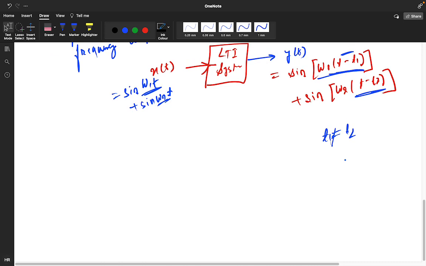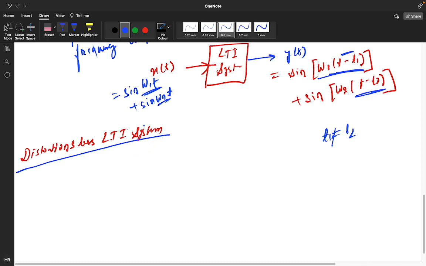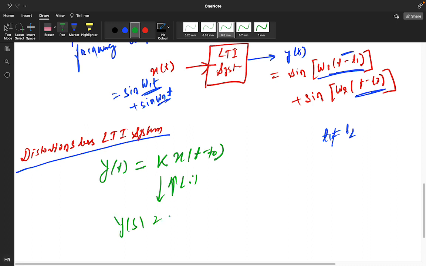What is the meaning of a distortionless LTI system? Write down the next topic: distortionless LTI system. You have y of t equals k x of t minus t naught. Now if you do the Laplace transform of this, Y of s is equal to k X of s e power minus s t naught, because a time delay is there.